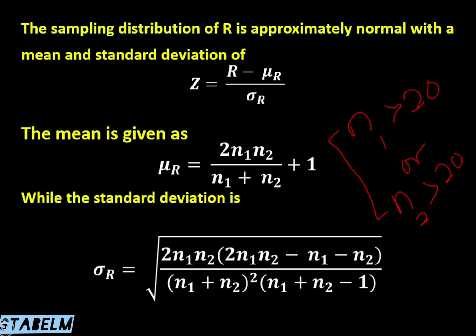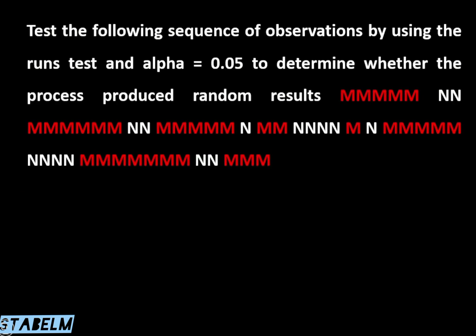So we're going to look at one example now. Test the following sequence of observations by using the run test, with alpha equal to 0.05, to determine whether the process produces random results of these symbols here. We have M M M M M and N, M M, N N, M M M, N, and so on up to this point.